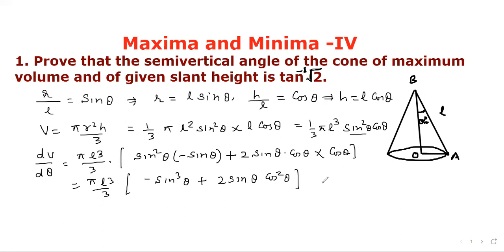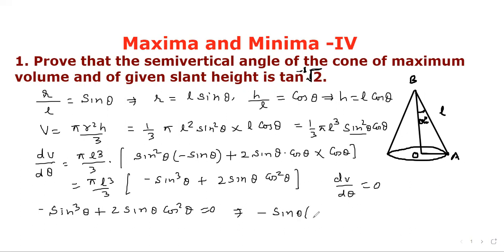For maxima or minima, we generally equate the first derivative to 0. So we write dV upon d theta equal to 0. So from here we will get minus sine cube theta plus 2 sine theta cos square theta equal to 0, which implies minus sine theta times sine square theta minus 2 cos square theta equal to 0.